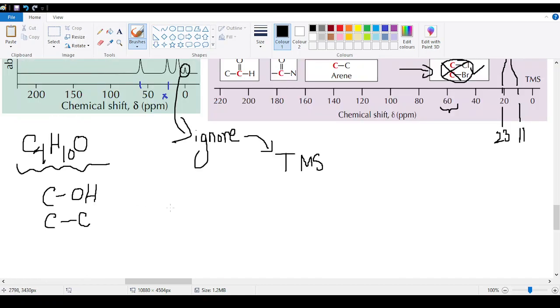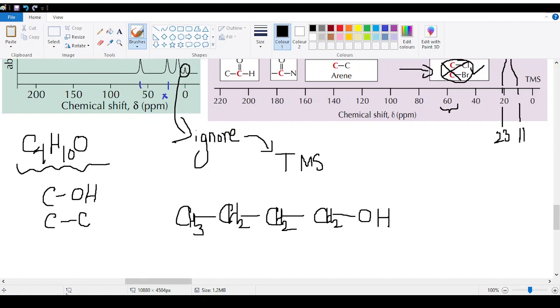So now let's try to draw the structures. There are 4 carbon atoms. So let's draw it like this, and then OH: CH2, CH2, CH2, CH3. Is this fine? Yes. So this is one of the possible structures.